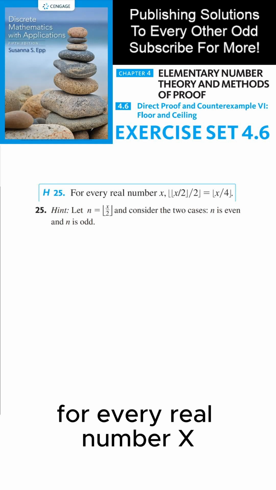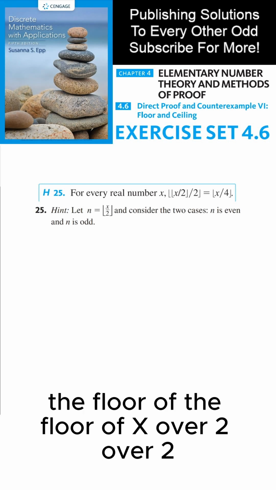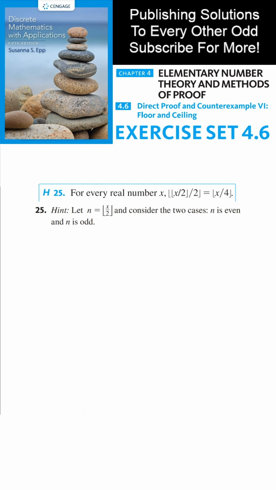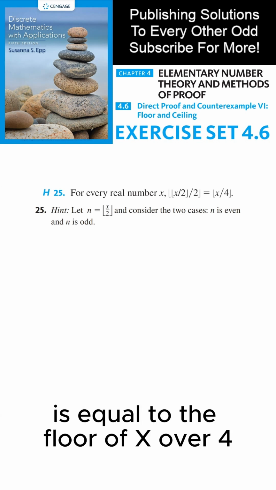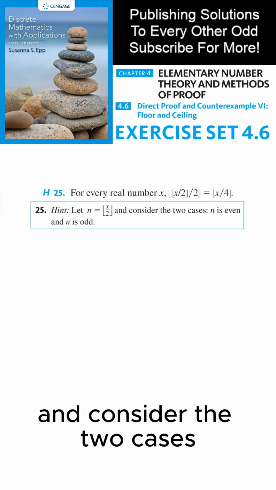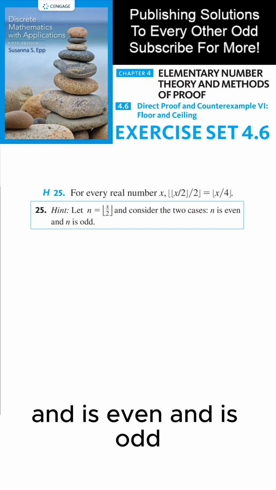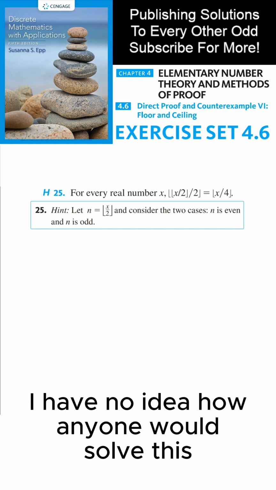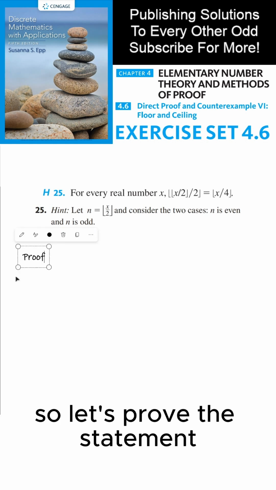For every real number x, the floor of floor of x over 2, over 2, is equal to the floor of x over 4. The hint says let n equal the floor of x over 2 and consider the two cases: n is even and n is odd. Now, without this hint, I have no idea how anyone would solve this. So let's prove the statement.